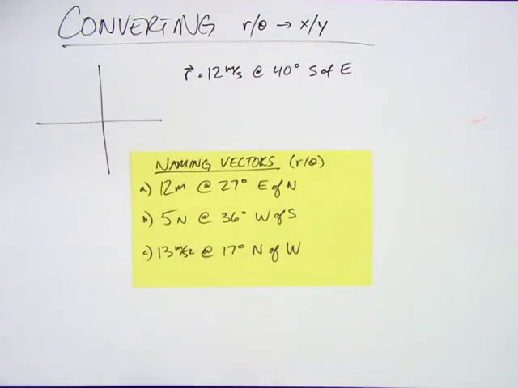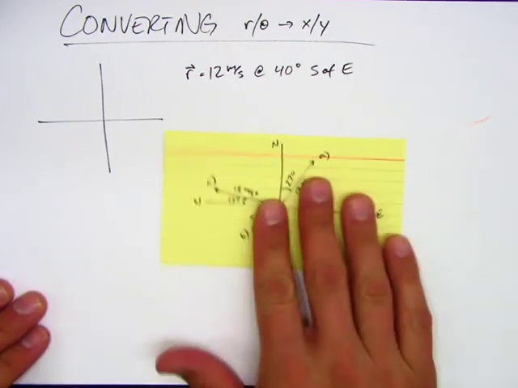So how do I find 12 meters at 27 degrees east of north, 5 newtons at 36 degrees west of south, and 13 meters per second squared at 17 degrees north of west? What I would do is draw a coordinate plane and draw these three vectors in the direction in which you are being told, as a little practice. So go ahead and pause the video, draw those. Okay, go ahead and check.